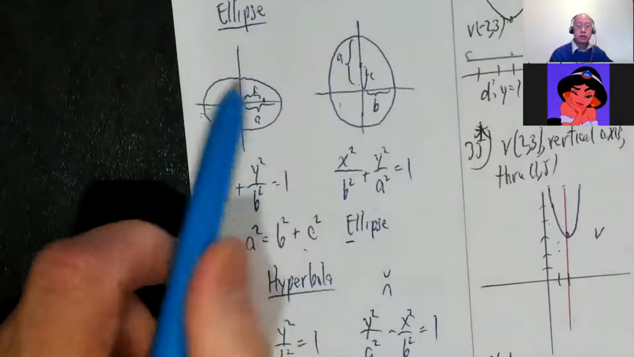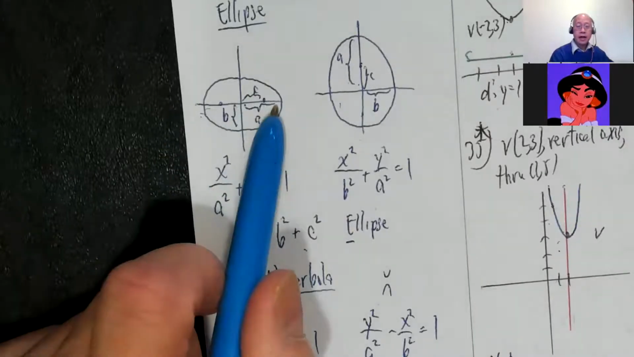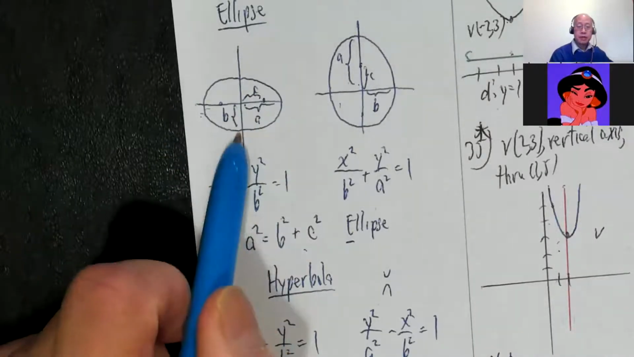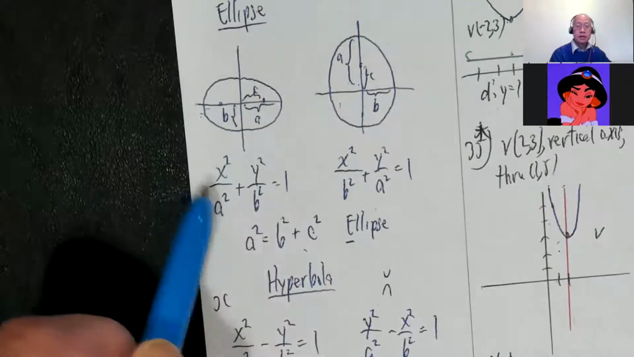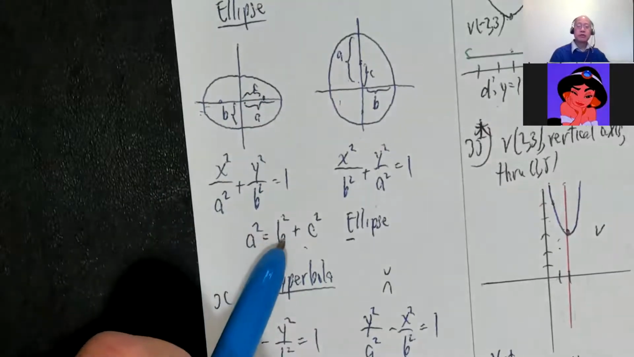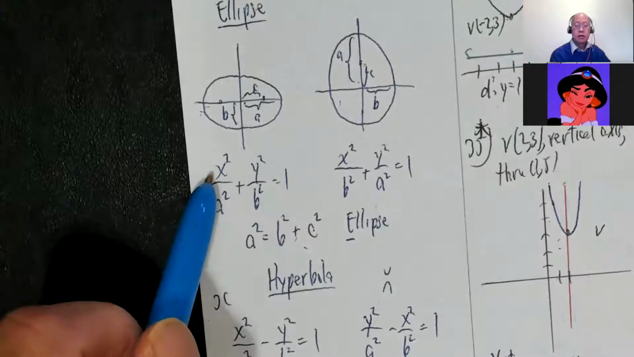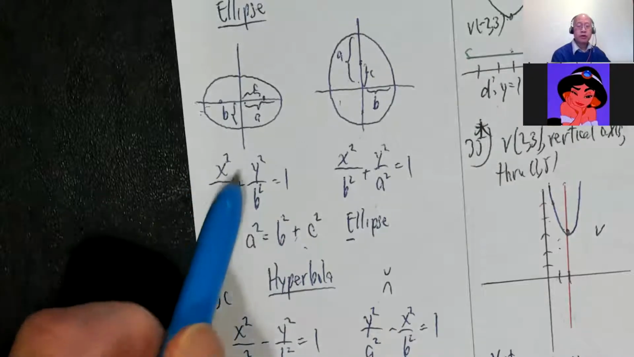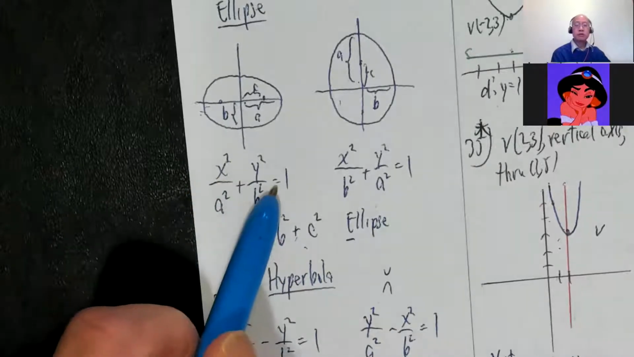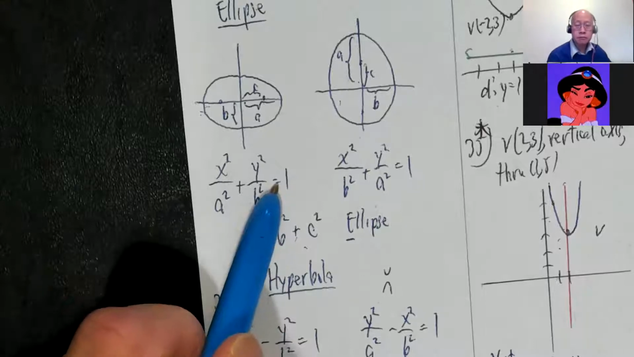Okay, so bulging horizontally, A, B, C, a squared equals b squared plus c squared for the ellipse. So the equation goes x squared over a squared plus y squared over b squared equals 1. Put that on your formula sheet.